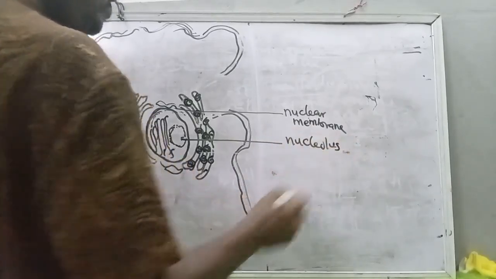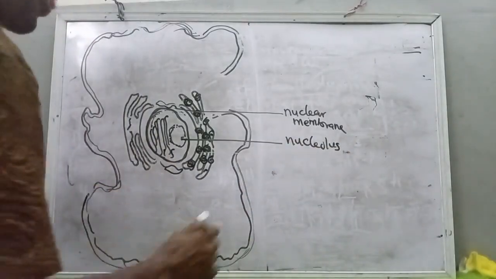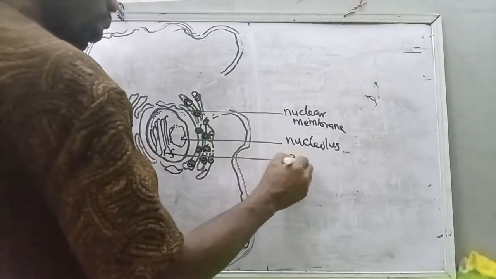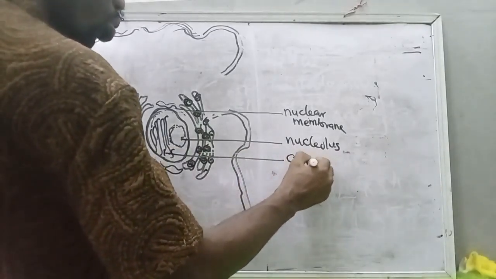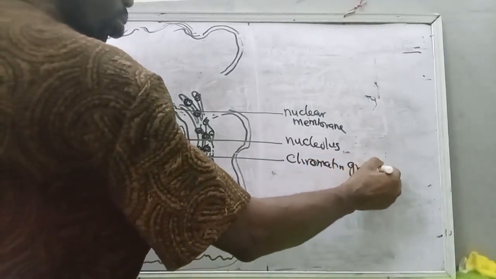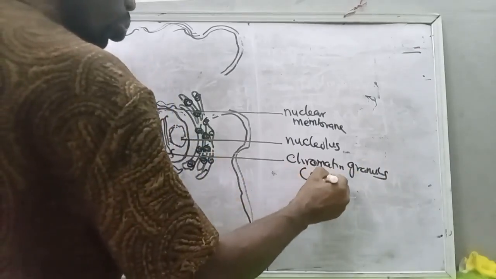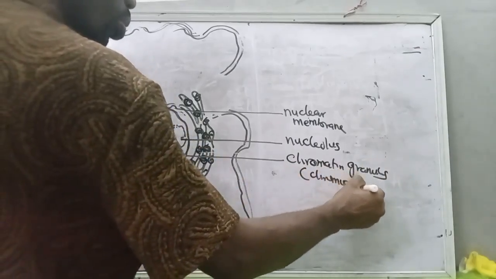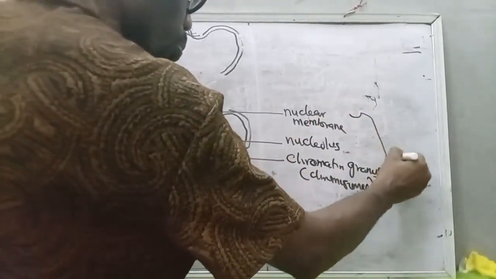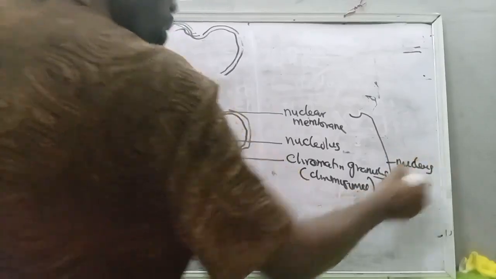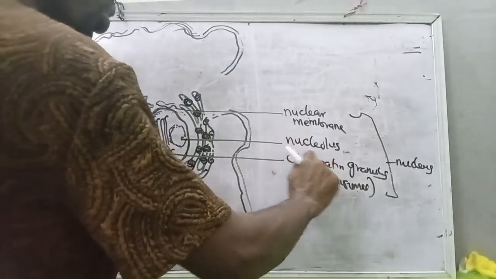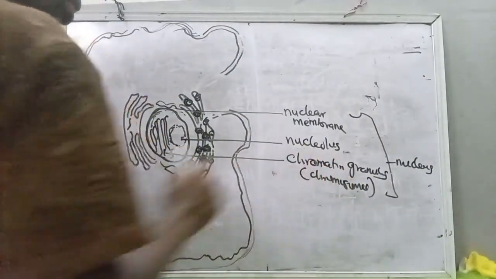Now, this structure you have here is called the nucleolus. Don't worry, I'm going to break this down, just follow me. Now, this is the nucleolus. Then you have chromatin granules. You might want to put it as chromosomes. Now, this whole thing makes up what we call the nucleus. Do you see it now? So the nucleus is membranous. The nucleolus is non-membranous.